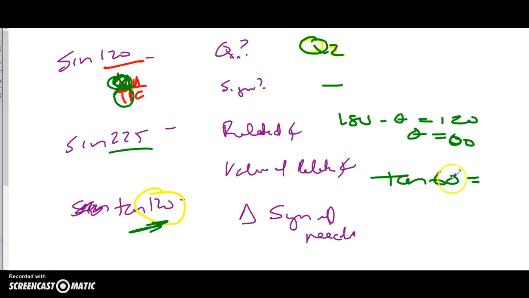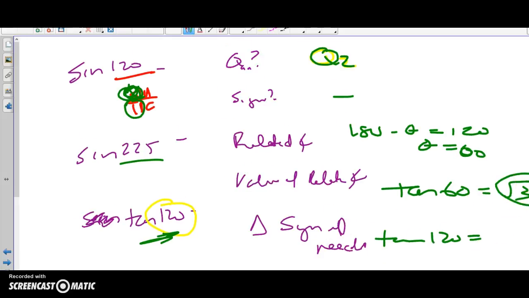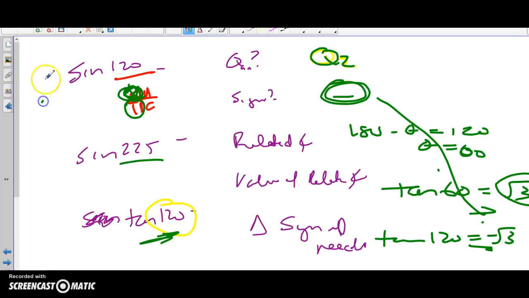Get your table. Tan of 60 is what? Is that 1? No, it's root 3. And tan of 120 is root 3. Oh, root 3, but it's negative. So negative root 3. CAST law says negative, and that's that. Okay, next. Again, pause, go back if need be.